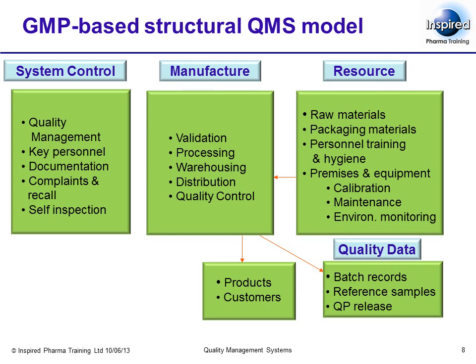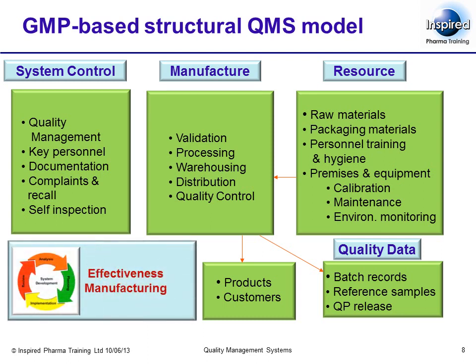In the model on the screen, you can see all of the elements of the EU GMP chapters put into one of 5 boxes. Many would argue that this is a narrow system, primarily concerned with the effectiveness of a manufacturing process. But it is a system.